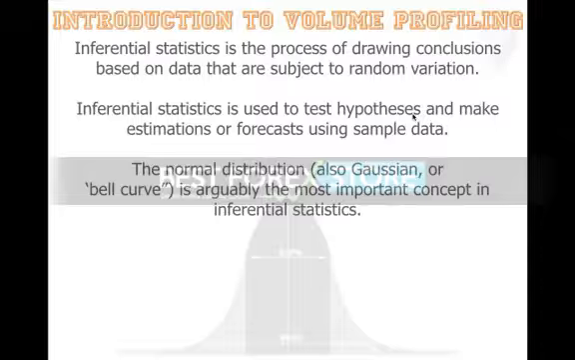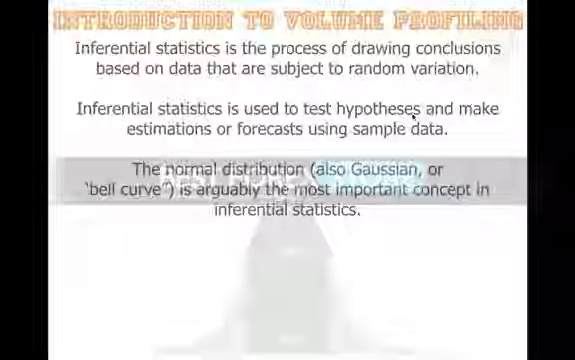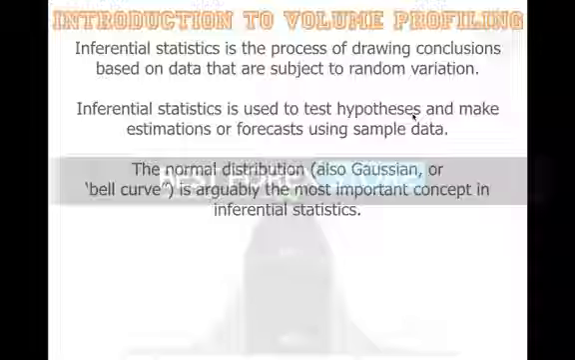Inferential statistics is the process of drawing conclusions based on data that are subject to random variation. Inferential statistics is used to test hypotheses and make estimations or forecasts using sample data. And this is exactly what we do in trading. We use price and volume information to make estimations on where price is likely headed, or forecasts on where price could be headed, given a rejection at an outlying price.